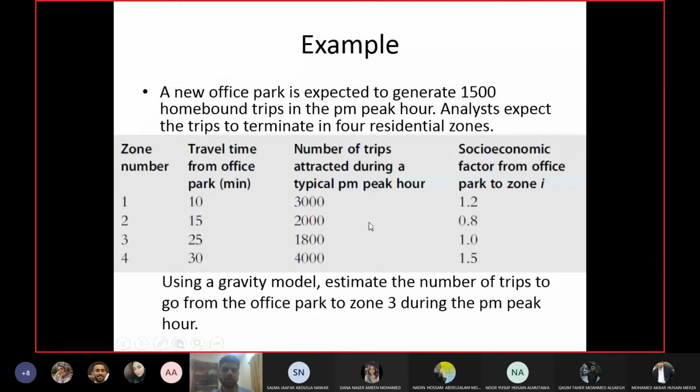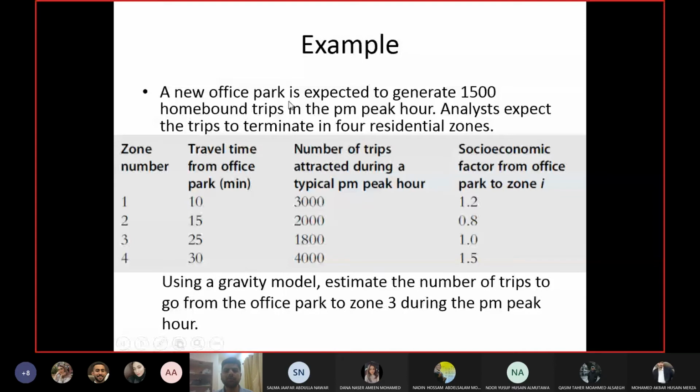Let us look at a smaller example before we apply it to the complete network which I have shown at the start. We have our new office park, which is expected to generate 1500 homebound trips in the PM peak hour. So our analysis period is the PM peak hour. Again, these trips are calculated for the PM peak hour from the ITE manual. This is the result from traffic impact analysis. It is a very small scale study, just for the sake of our explanation.